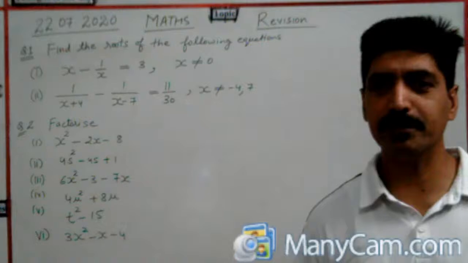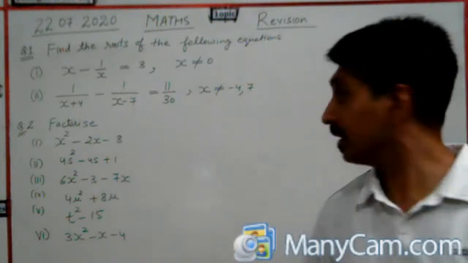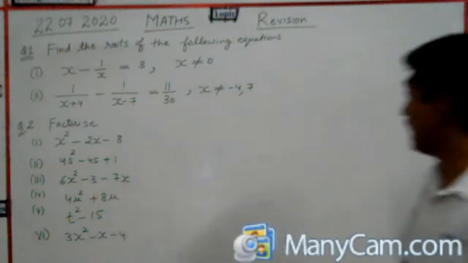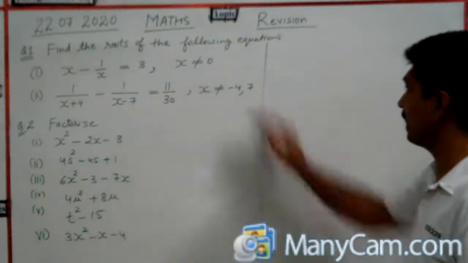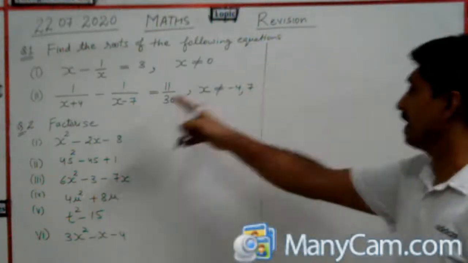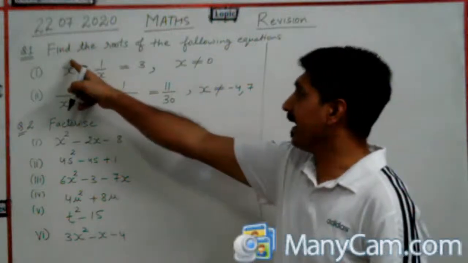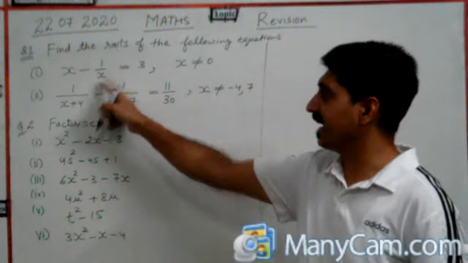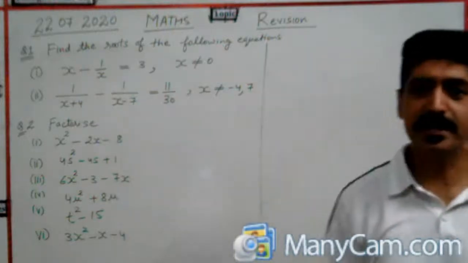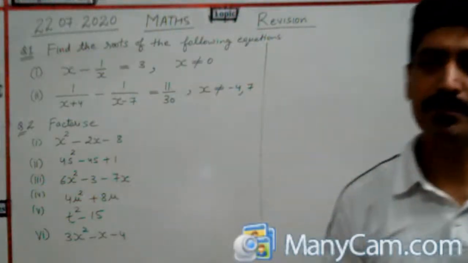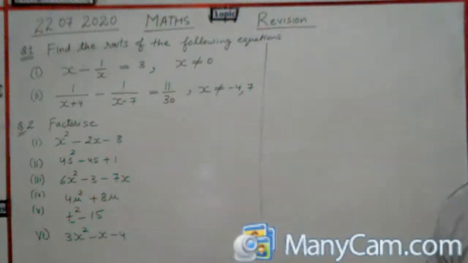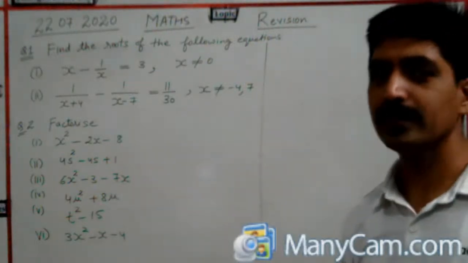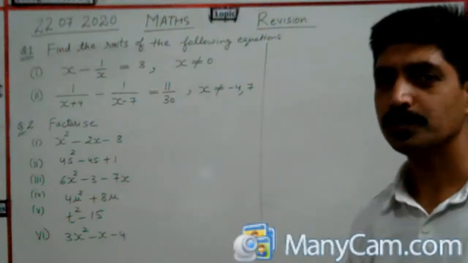Solving the first one, it becomes a quadratic. When you multiply the equation by x, it becomes x square minus 1 equal to 3, and x will go to the right side, it will become 3x. So the equation will be a quadratic one.